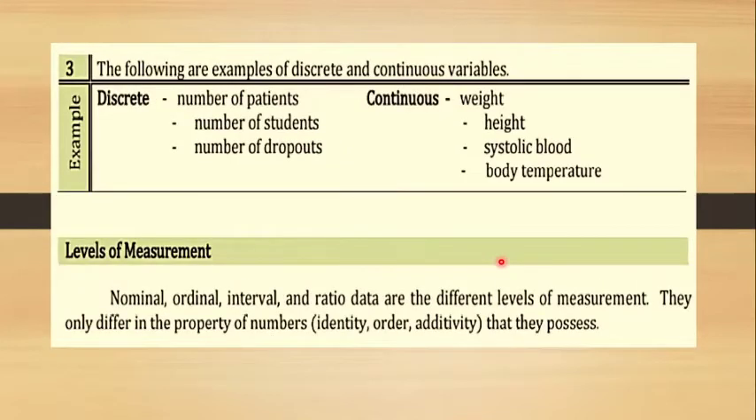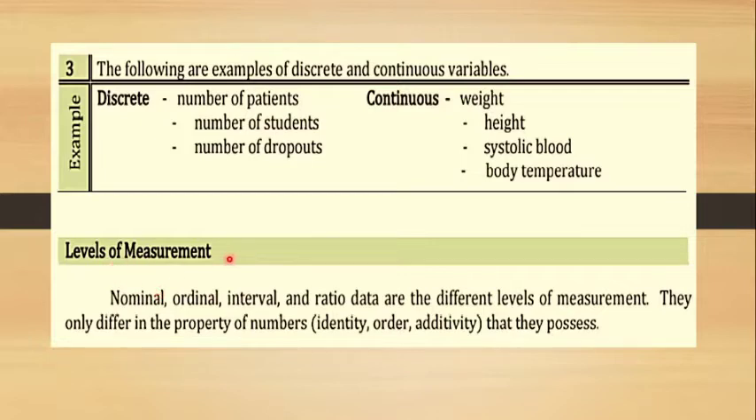Okay. So we have here some examples of discrete and continuous variables. Discrete: number of patients, number of students, and number of dropouts. So sa discrete, dapat yung nabibilang, no? Continuous variables are weight, height, systolic blood pressure, body temperature. So ito naman yung na-measure, yung kayang ma-measure.